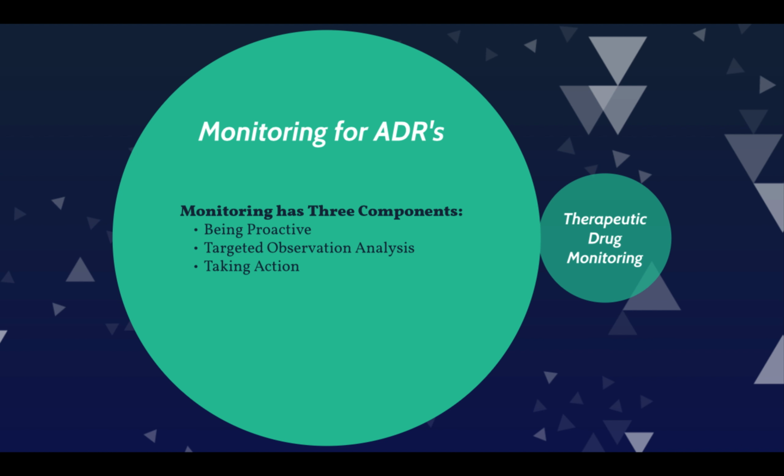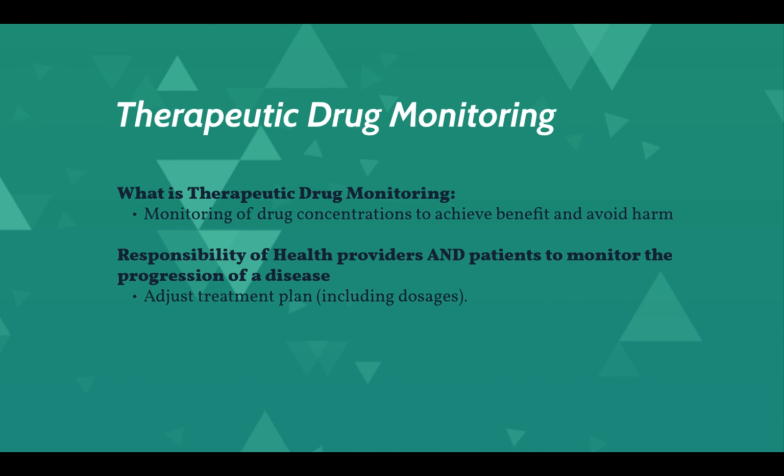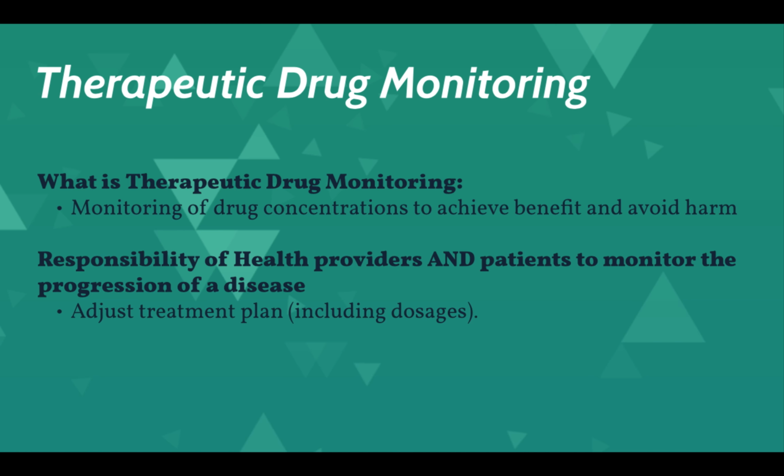One of them is being proactive, another is targeted observation analysis, and then also taking action to help prevent and observe for adverse drug reactions. One of the key things that we can do is therapeutic drug monitoring, which is the monitoring of specific drug concentrations within a patient's system in order to achieve the highest benefit and also avoid the greatest amount of harm.